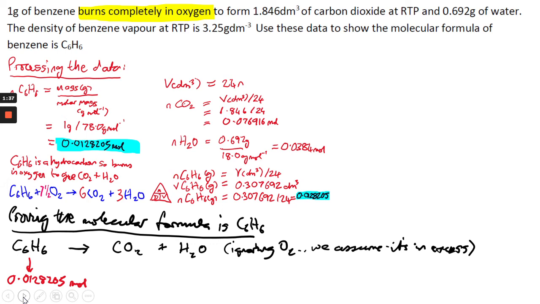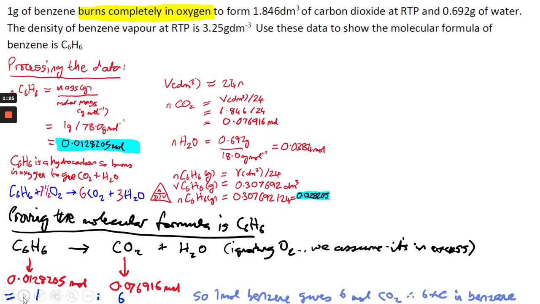So remembering that the benzene was 0.0128205 moles and the carbon dioxide was 0.076916, a quick ratio check will show us that's a 1:6 ratio. Because there's one atom of carbon in every carbon dioxide molecule, 1 mole of benzene gives 6 moles of CO2. So therefore there must be 6 carbon atoms in the benzene molecule.